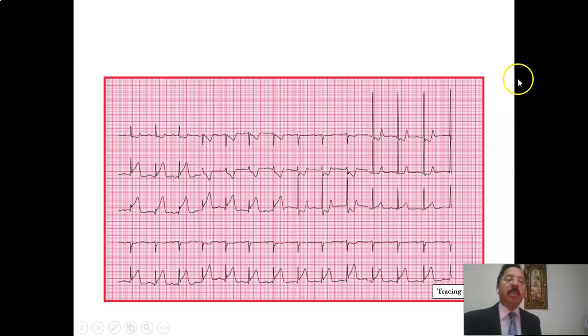Look at this ECG. Is there any ST segment elevation? Yes. 2, 3, AVF.